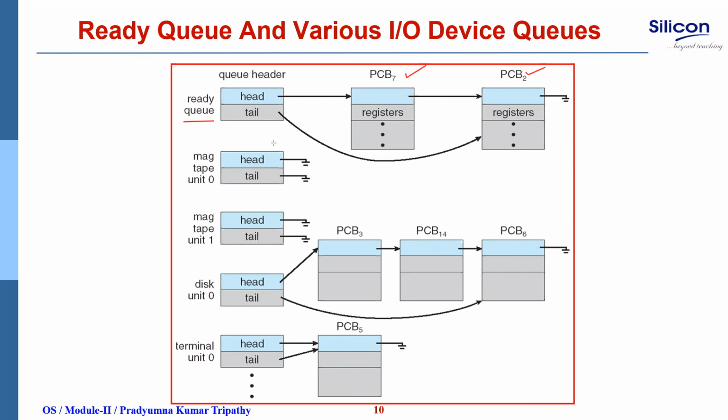Suppose I have process 7, process 2, process 9 and process 5 that are going to be executed. Process 7, process 2, process 9 will be over here, then process 5, and 5 points to null. Tail will point to 5 and all processes have a pointer to the next process. This is the way the ready queue is being maintained.